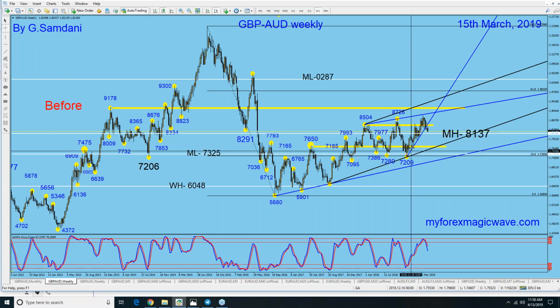No, not this one. This is the one: 8487. So if we go below 8487, then we will go to 8334, and if you break that, we will continue to the downside, right? So we are coming down, and the very key numbers at this moment were 8504, break that, and 8334.